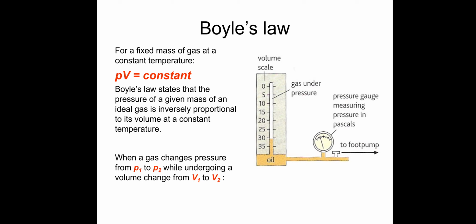So when a gas changes pressure from P1 to P2, while undergoing a volume change, V1 to V2, we get an equation that looks like this: P1V1 equals P2V2. P1V1 is the pressure and volume before the change, P2V2 is the pressure and volume after the change. And we're going to utilise that equation in a question. Remember to pause and take notes at any point.